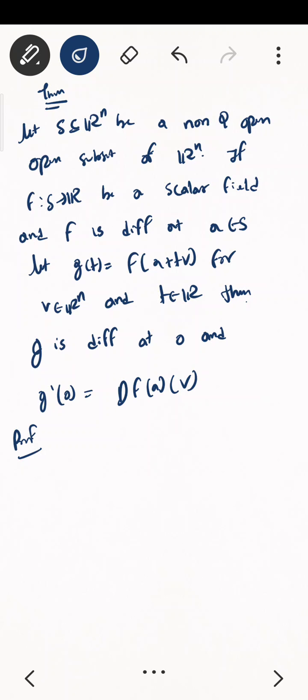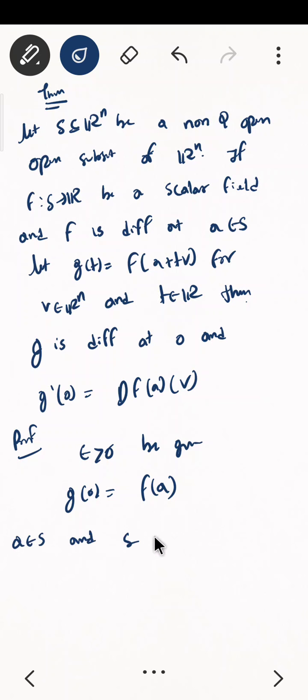So let us quickly write the proof of this. For epsilon given, note that g of 0 will be f of a. So a belongs to S and S is open. What do you mean by open set? Then there exists r positive such that the closed ball B bar is contained in S.